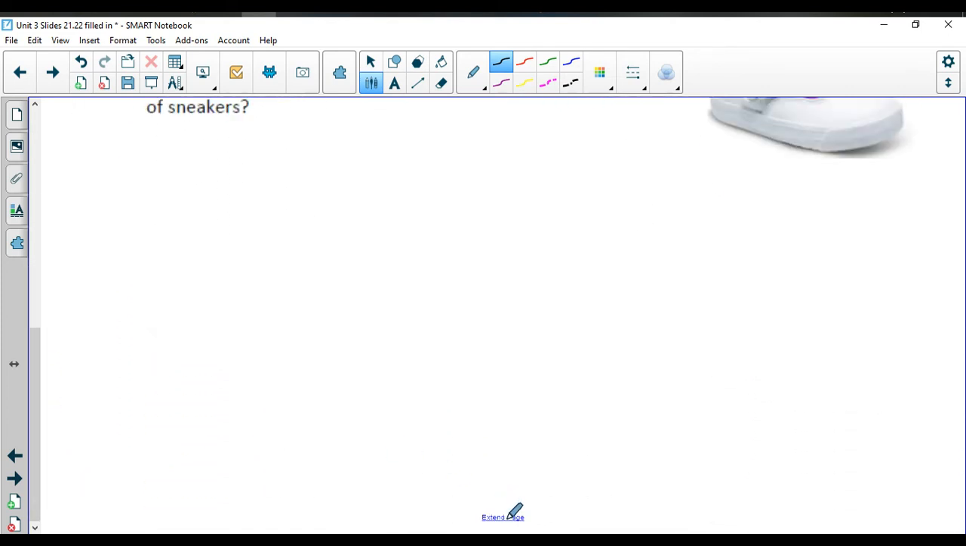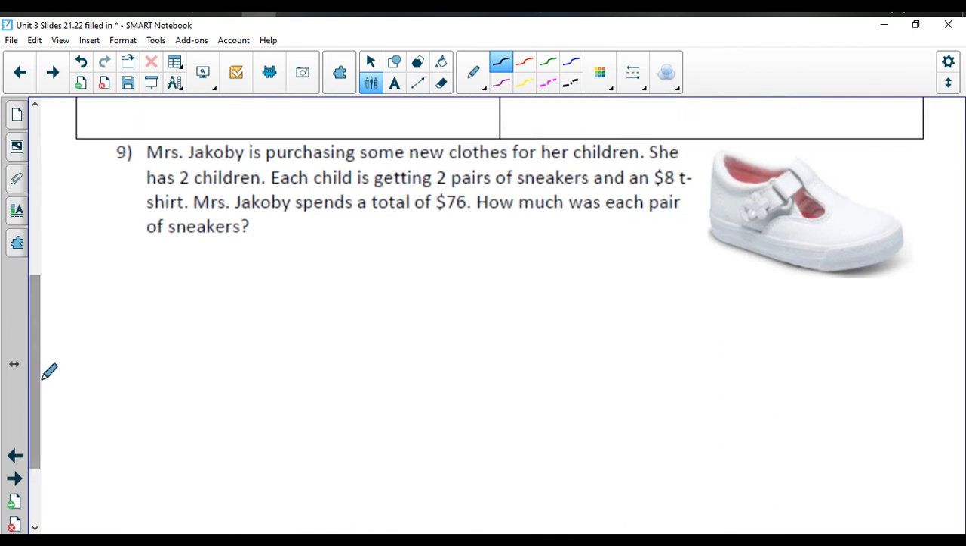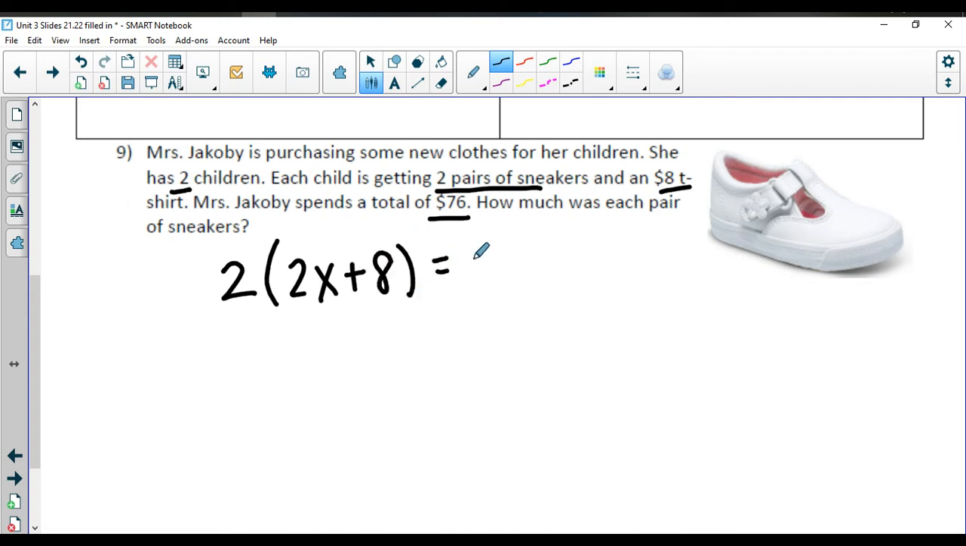Question number 9 is a word problem here. It says, Mrs. Jacoby is purchasing some new clothes for her children. She has 2 children. Each child is going to get 2 pairs of sneakers and an $8 t-shirt. Mrs. Jacoby spends a total of $76. So this could be written out as a distributive property problem because she has 2 kids, and each kid is going to get 2 pairs of sneakers at some cost that we don't know because that's our question. How much was each pair of sneakers? And an $8 t-shirt, and that's going to give us a total of $76 here.